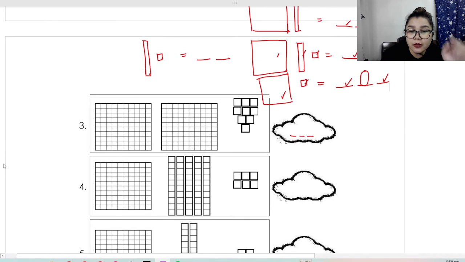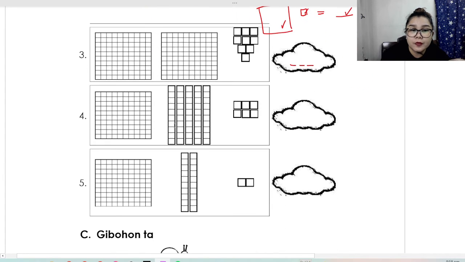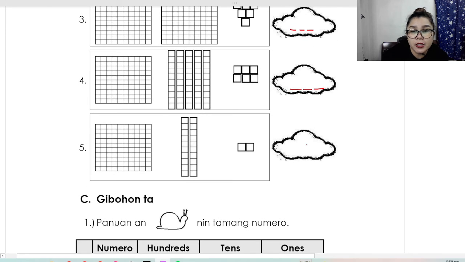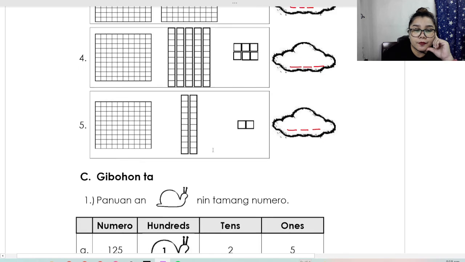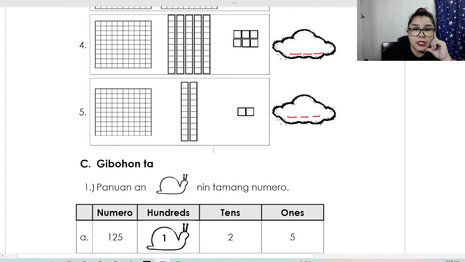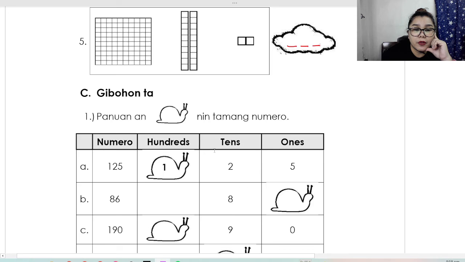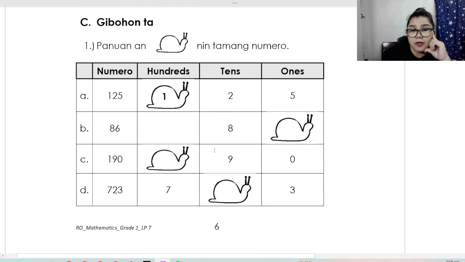Okay, kagaya nitong number 3. Next, for number 4, we have hundreds also. So, this needs a 3-digit number as your answer. Also, with number 5, 3 digits lang siya. So, finish until number 5 before you proceed with part C.